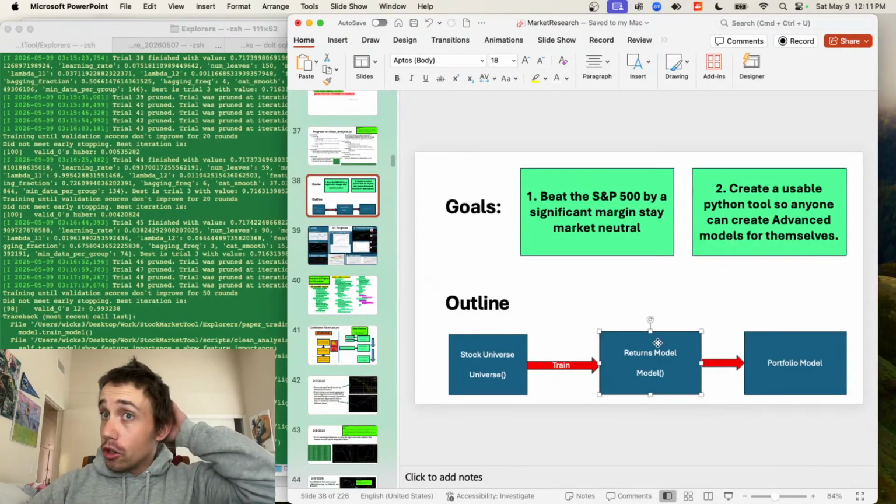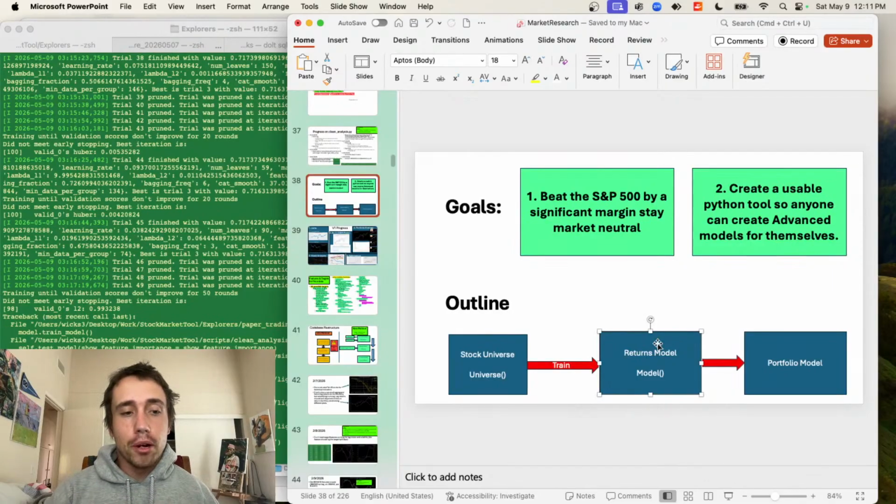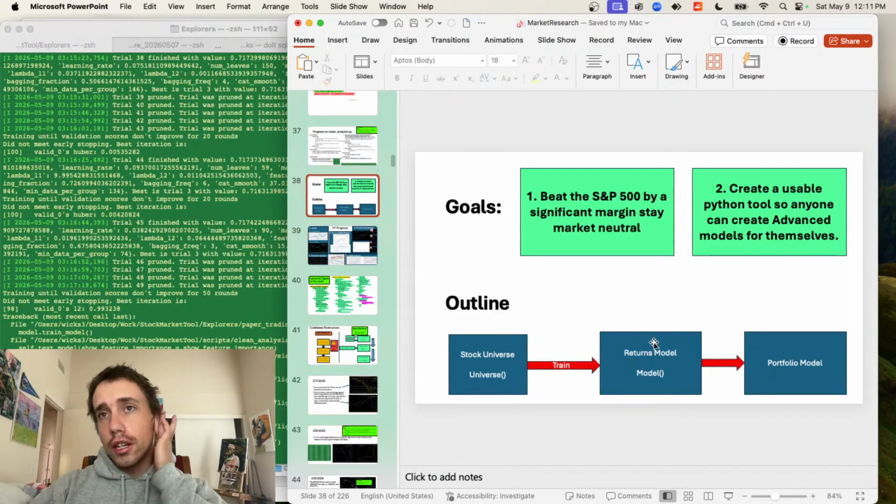I've defined a returns model. This is predicting something like returns, probability of a positive return, returns relative to the market or sector, Sharpe ratio, anything like that. So I've got a really good model. I'll discuss that in a second.